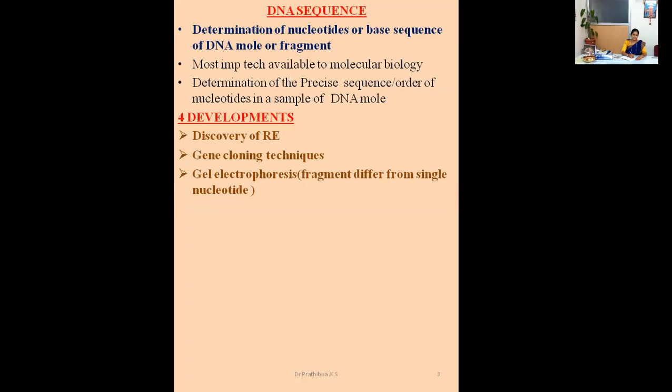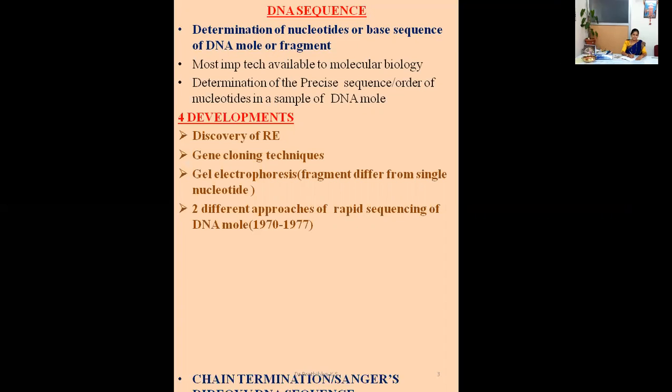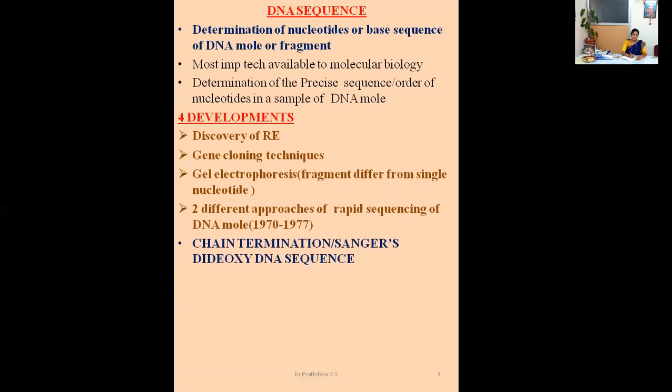The third major advance was the development of gel electrophoresis procedures, where DNA fragments that differ in length by a single nucleotide could be resolved. That is a very important technique, gel electrophoresis. We have SDS-PAGE, right? Finally, two different approaches to the rapid sequencing of DNA molecules were developed in the period from 1970 to 1977. So these are the four major developments which happened in the world of molecular biology.